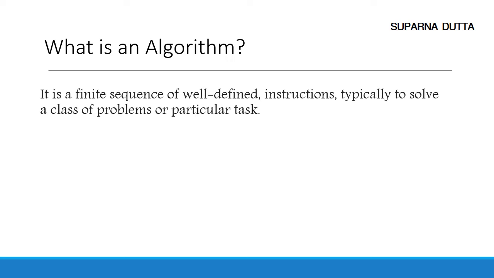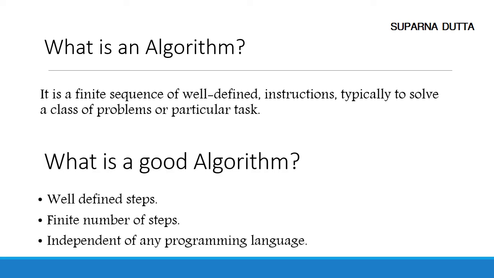So now we are in a position to define an algorithm. It is a finite sequence of well-defined instructions, typically to solve a class of problems or a particular task. Finite, why? Because it should not be endless. You cannot give an endless number of instructions to do a particular work, or the work will never be accomplished. And the instructions should be well defined, well explained, so that a third person reading the algorithm, without the assistance of the person who wrote it, can carry it out.